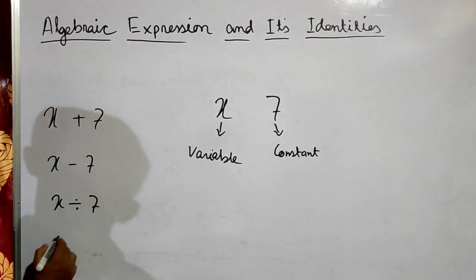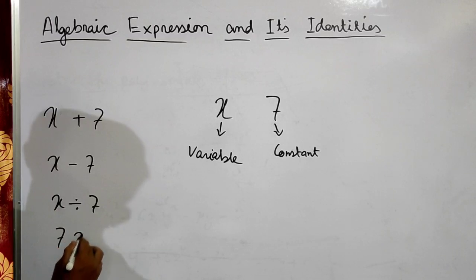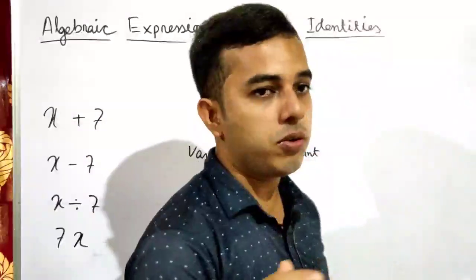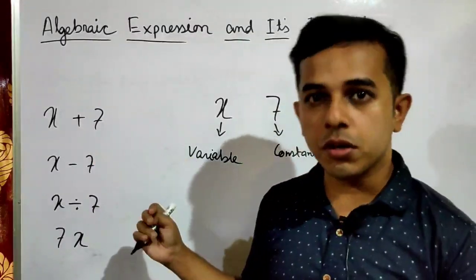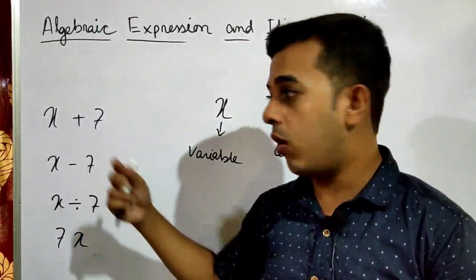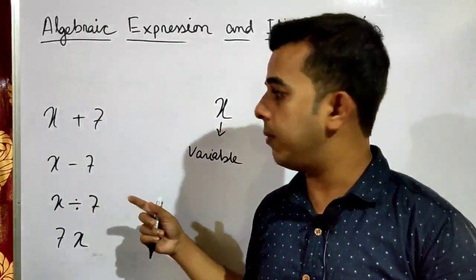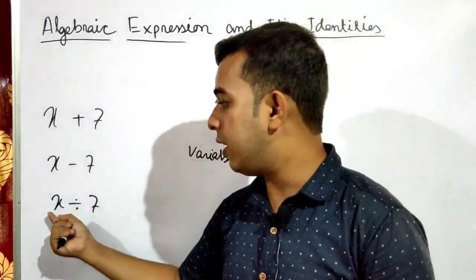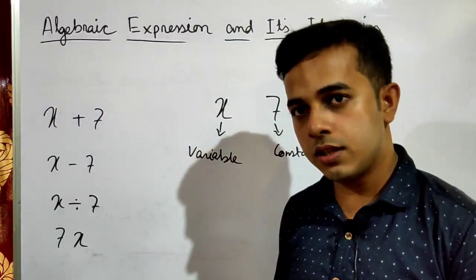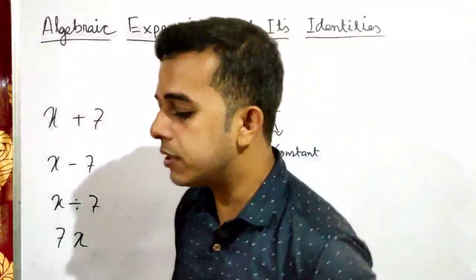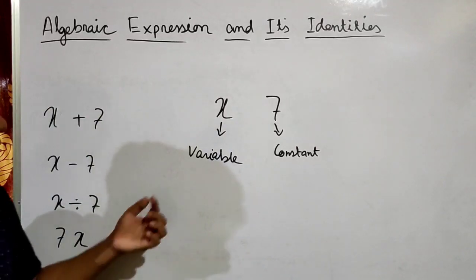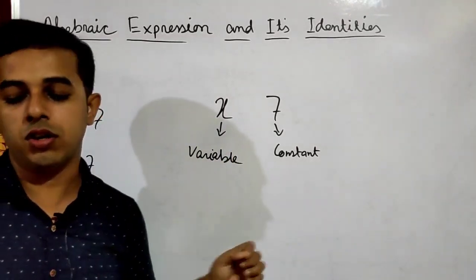Next is multiply. 7x means 7 into x. Clear? This is how we use the operations of math to express an expression. Look, this expression is 7 is added to x, or sum of x and 7. This is the difference of x and 7, or 7 is subtracted from x. This is x divided by 7. Now this is the product of 7 and x, isn't it? So this is how we can express an expression. I hope this is clear to you, right? What is variable and what is constant? Okay, our next is what?